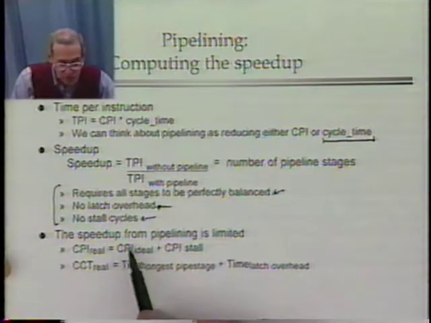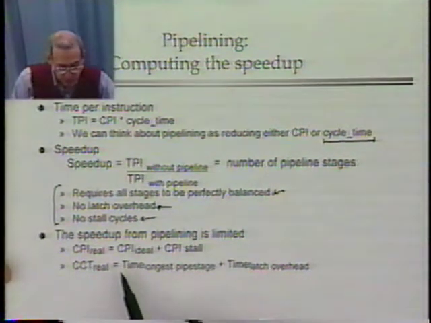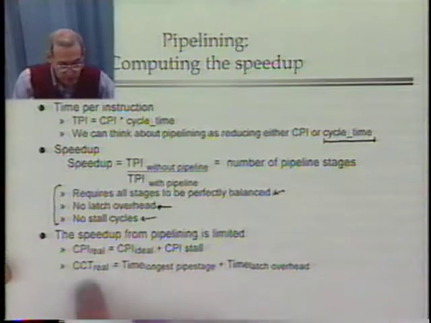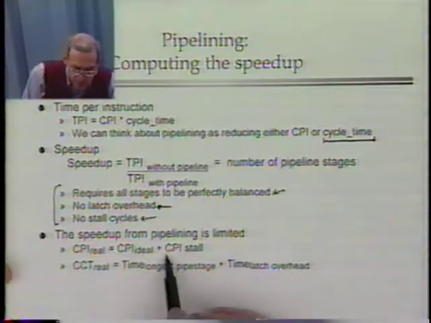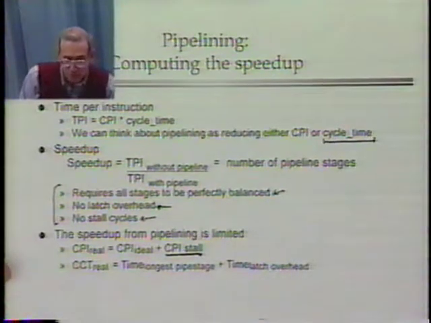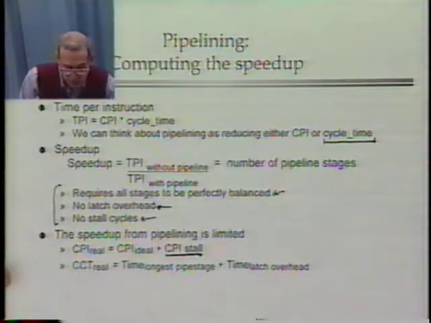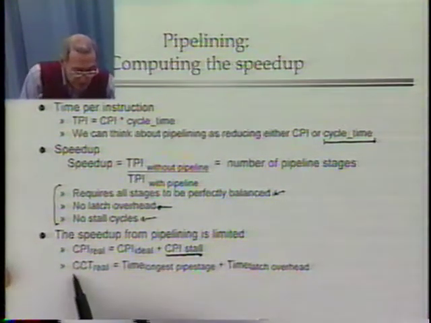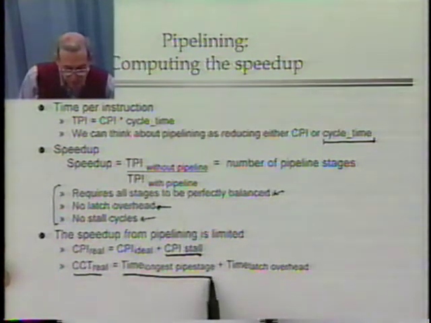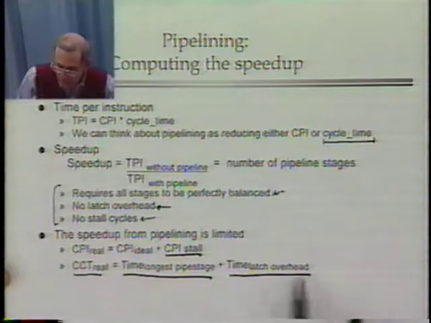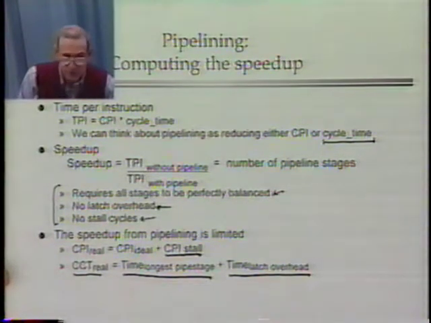So the ideal speedup that we expect from pipelining is limited by these factors. The ideal number of cycles is limited by the fact that you have to add additional cycles when you stall the pipeline, when you have to delay certain instructions. And the cycle time is limited because it's not only the time of the longest pipe stage, but you also have to add time for the latch overhead. And we'll see how to compute that in a second.